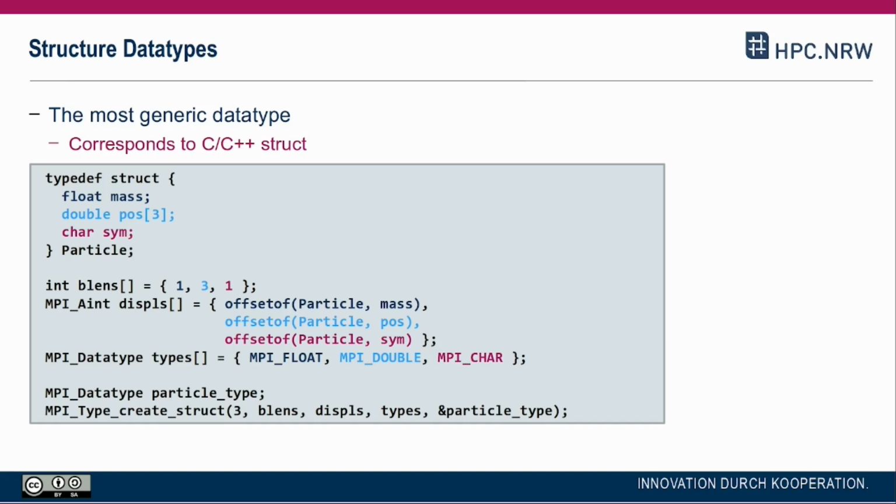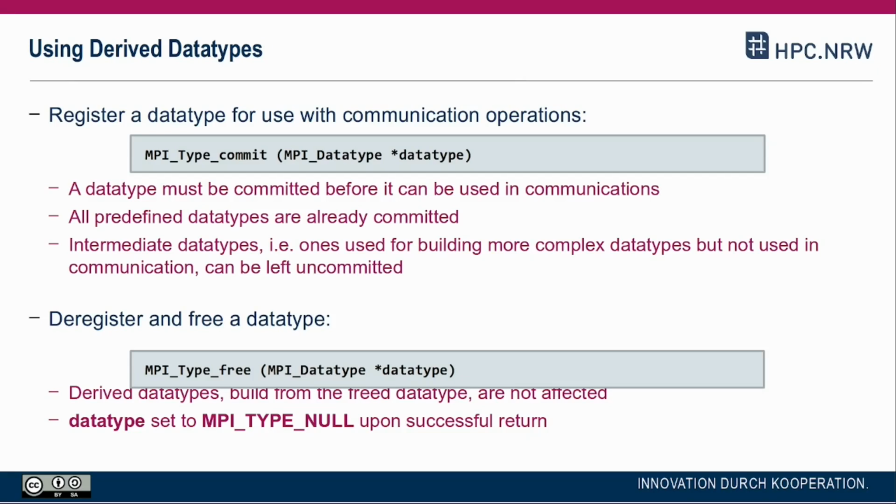And then you create this, and you call MPI_Type_create_struct, count 3, then the block length, the displacement, the types, and you get out a particle type. So with all derived data types, what you have to do before you actually use them in the communication, a little bit of what you need to remember, is that you have to commit this type.